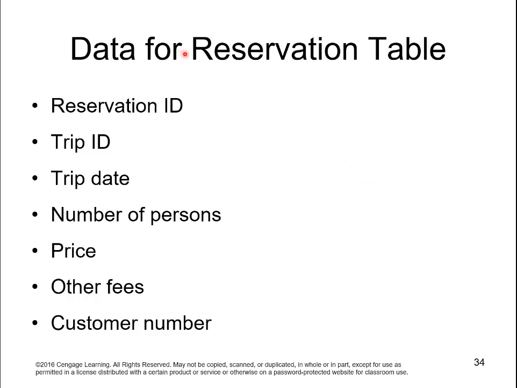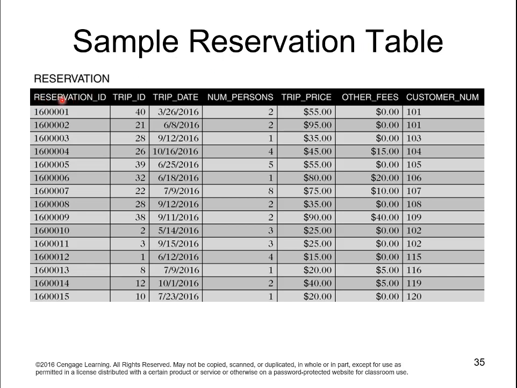Well, now we're going to start making some tables that have the relationship, bringing all this data together, right? So that's the reservation table. The reservation ID is a unique number that starts at 1,600,001 and goes up. Then we've got the trip ID, which is one of the tables we just talked about, along with the trip date. This is the date that we're actually going to go on the trip. How many people are on the trip, what the price of that trip was, and any other fees, and then the customer number.